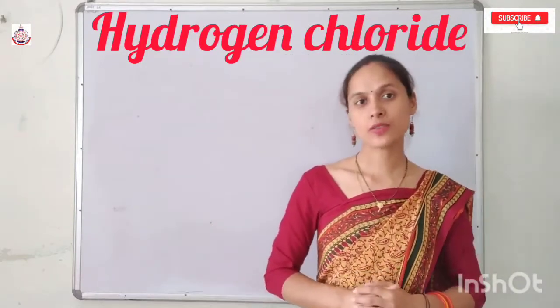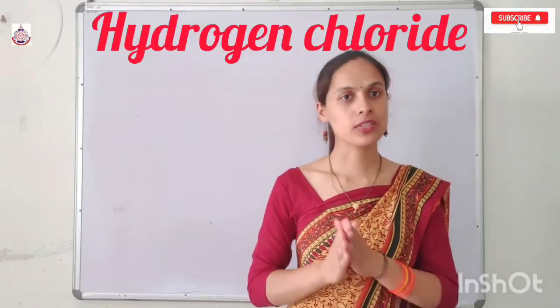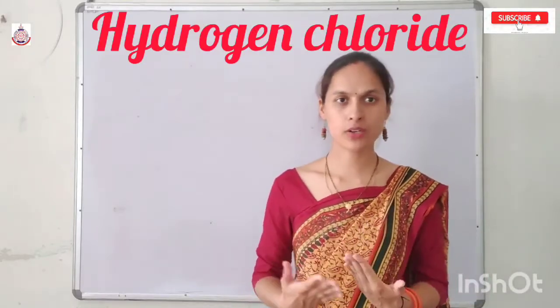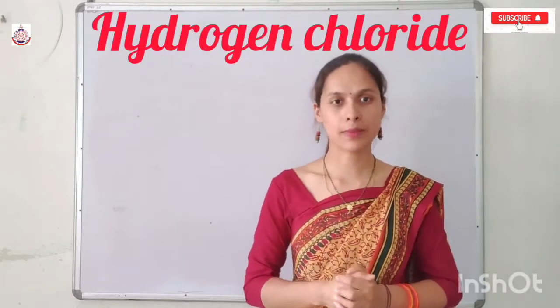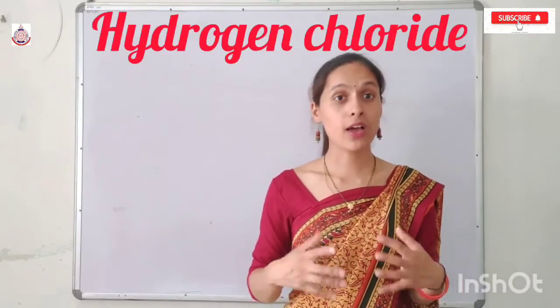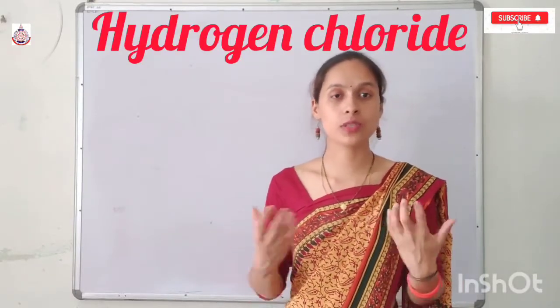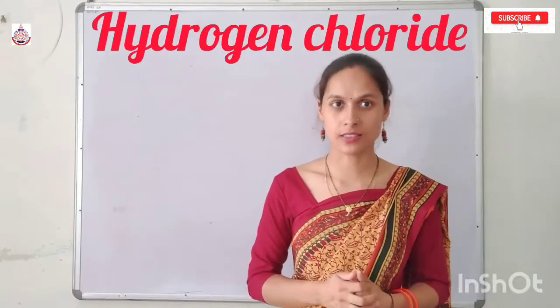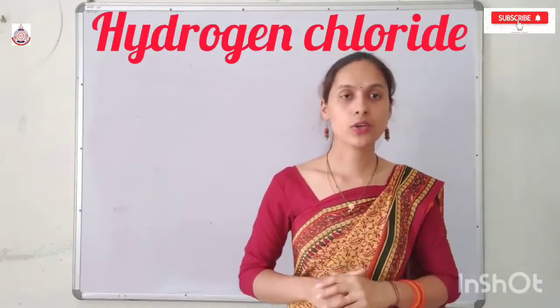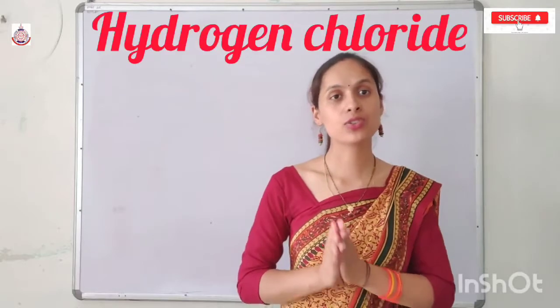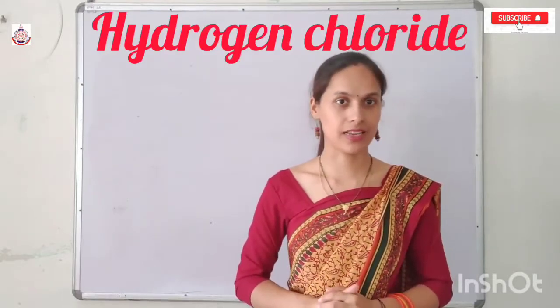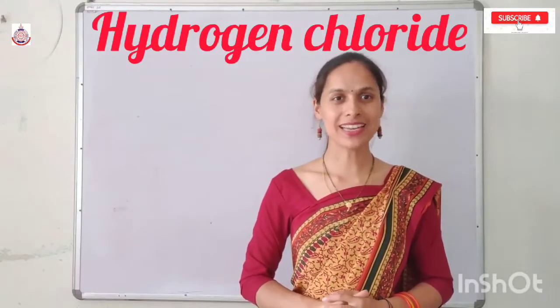Students, in our previous video, we studied chlorine, how we can prepare chlorine, what the different physical and chemical properties of chlorine are, and how chlorine is used for the preparation of poisonous gases. Now, in this video, we will talk about hydrogen chloride, that is HCl. So, without any delay, let's get started.